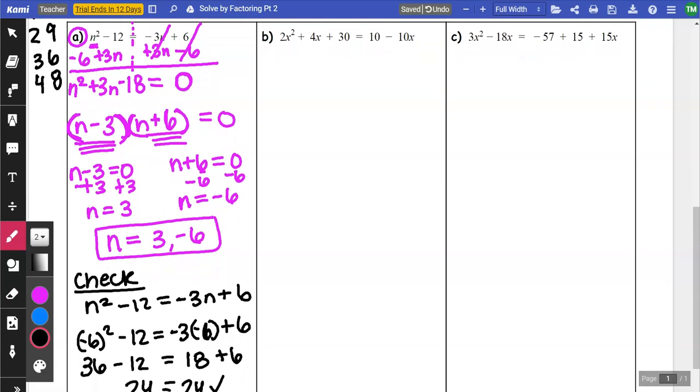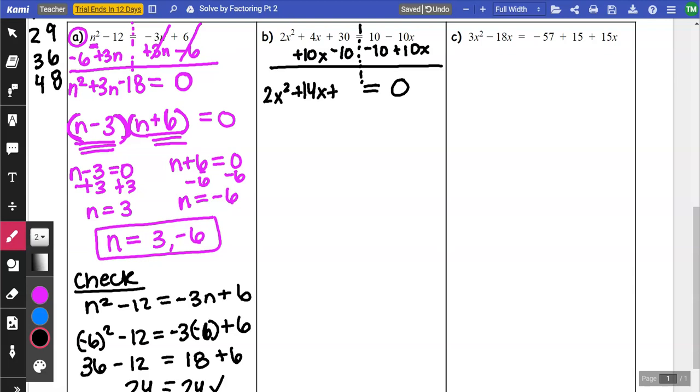Okay, so I'm going to get you started in part B and then ask you to finish it on your own. For part B, we need to make this thing equal to 0. So again, we're going to move 10 to the other side, and we're going to move negative 10x to the other side. So this equals 10 minus 10 is 0. Negative 10x plus 10x is 0. So we're left with 0 on the right side. This side becomes 2x squared plus 14x plus 20.